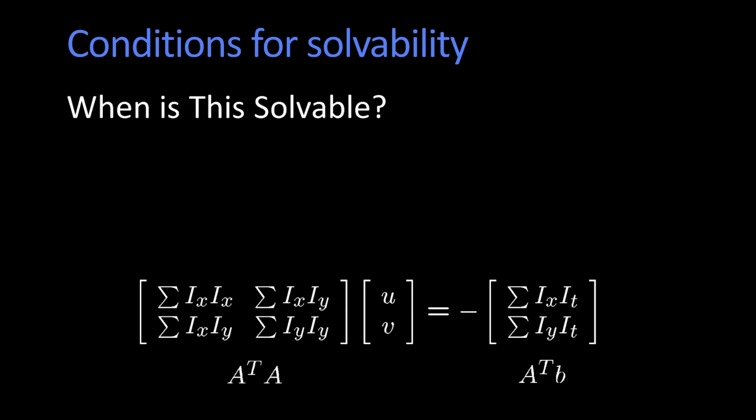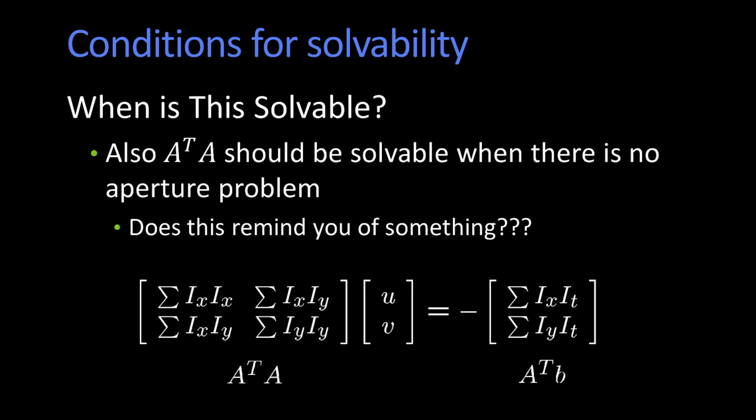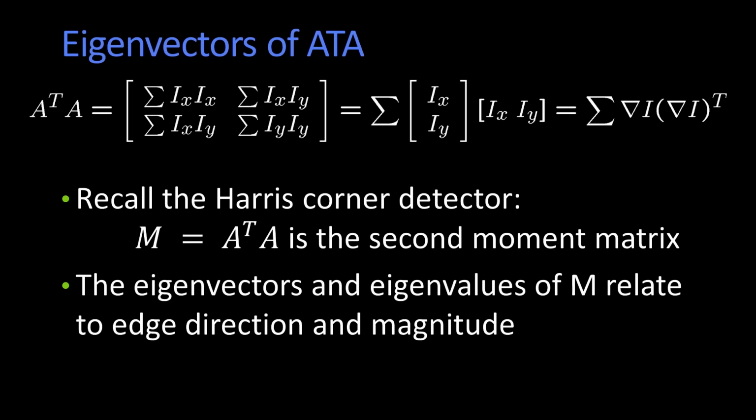But wait. We also know when this should be solvable from the geometric demonstration we just did. This whole problem should be solvable as long as there are different gradients within the window. Because if there are different gradients within the window, then we get those intersections of those lines in UV space. So does this remind you of something, gradients and eigenvalues? Of course it does. You remember our Harris corner detector?